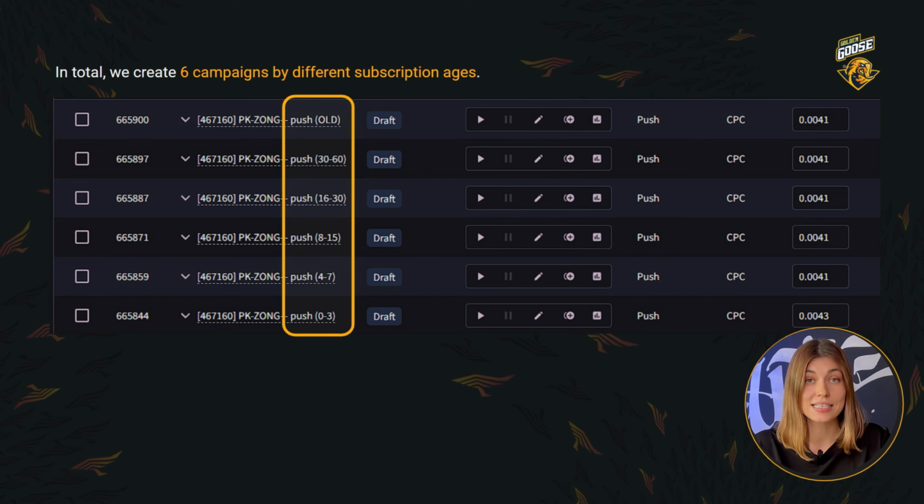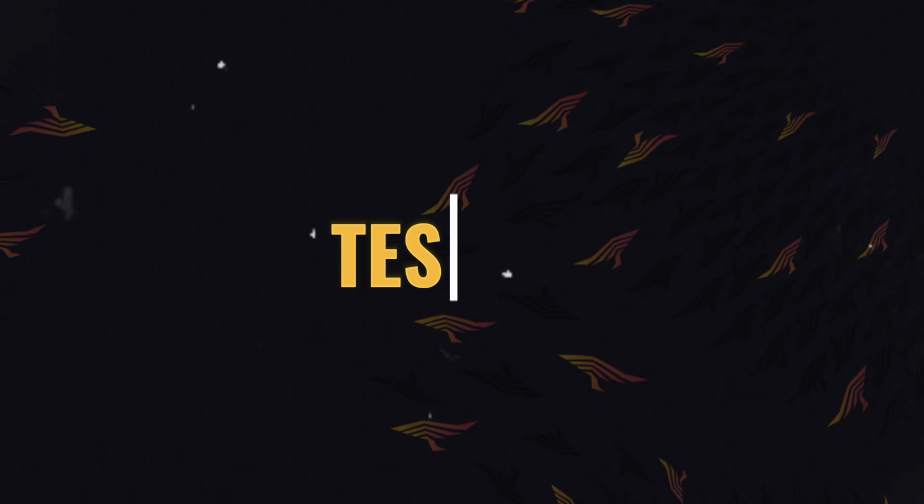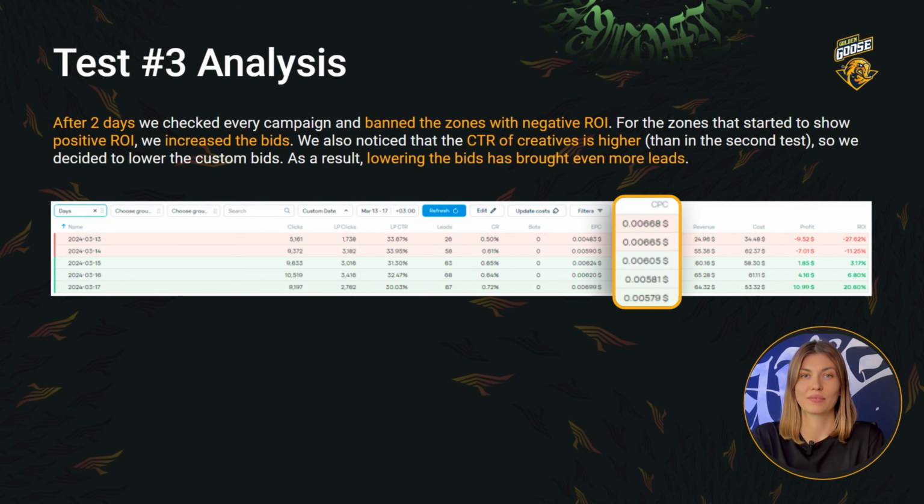In total, we create 6 campaigns by different subscription ages. After 2 days, we checked every campaign and banned the zones with negative ROI. For the zones that started to show positive ROI, we increased the bids. We also noticed that the CTR of creatives is higher than in the second test, so we decided to lower the custom bids. As a result, lowering the bids has brought even more leads.